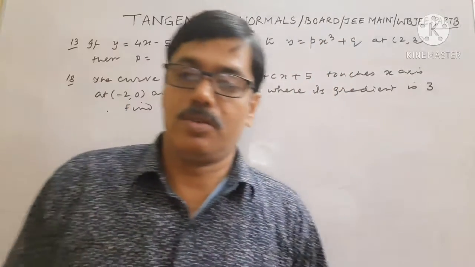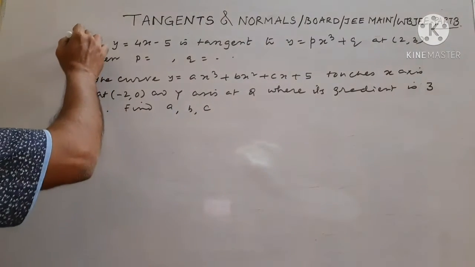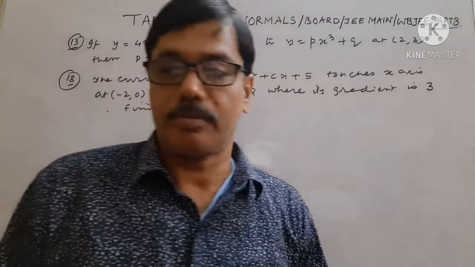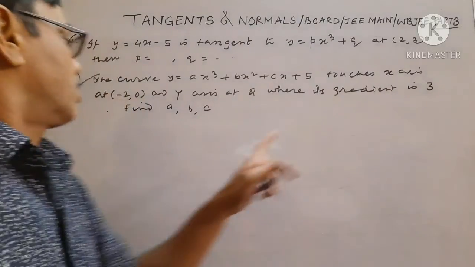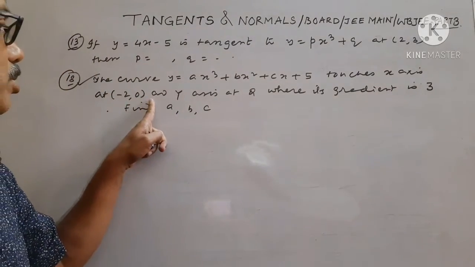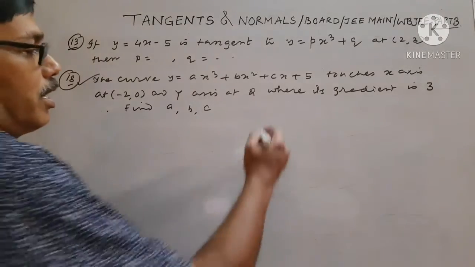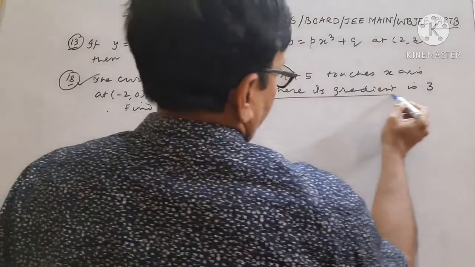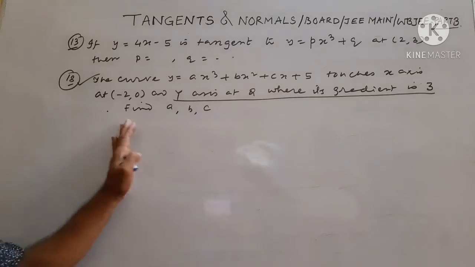Now we consider two similar problems, problem number 13 and problem number 18. Problem number 13: the curve touches the x-axis at minus 2, 0 and the y-axis at Q, where its gradient is 3. Find a, b, c.